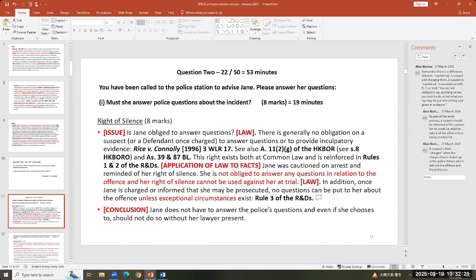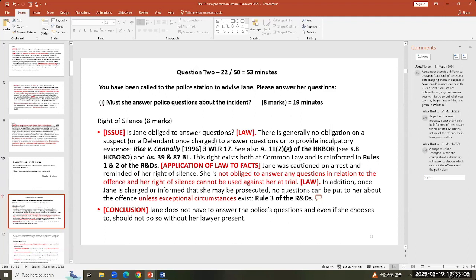Now, if we apply that to the facts, she was cautioned on arrest and reminded of her right of silence. She's not obliged to answer any questions, and that means that if she stays silent, it cannot be used against her at trial. And once she's charged, then Rule 3 provides that it's only in exceptional circumstances that she can be asked additional questions. That is, if she does not exercise her right of silence, right? If she chooses to speak to the police, they can ask her questions, but once there is enough evidence to charge her, then they should not ask any more prejudicial questions.